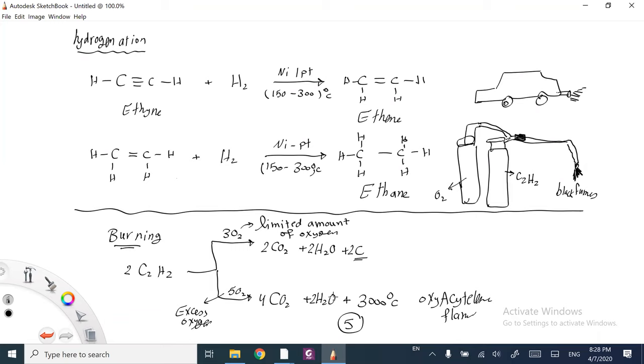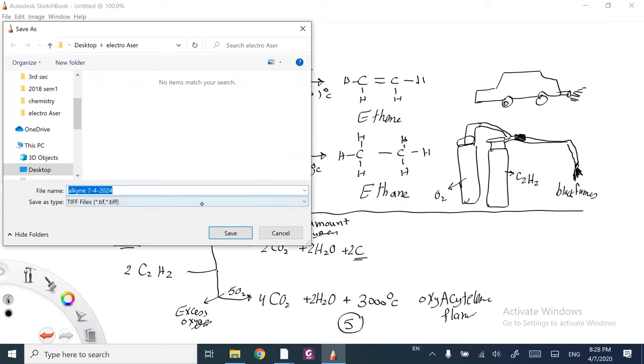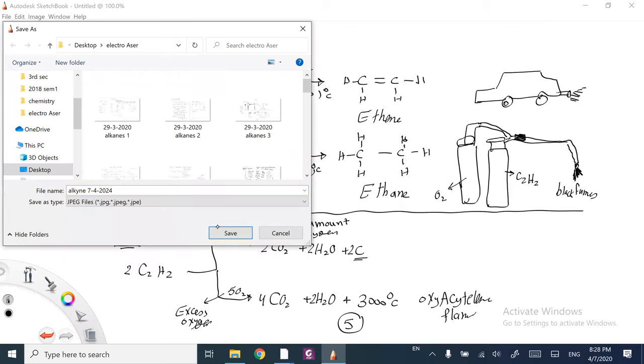Okay, now we are going to talk about the effect of catalytic hydration, if catalytic hydration takes place for the ethane. I think it is the last thing in our lecture today, inshallah. The last reaction is called catalytic hydration.